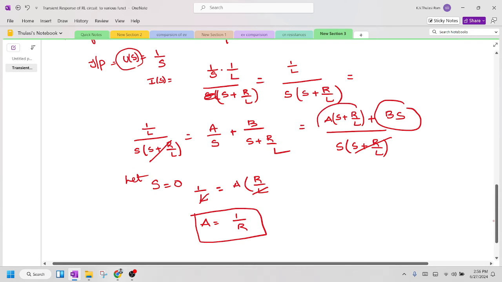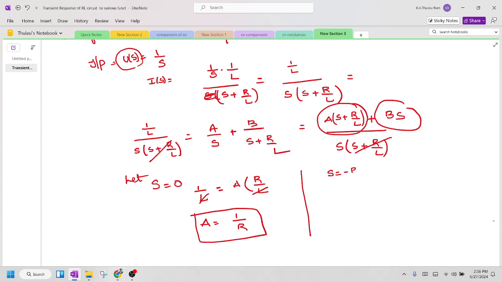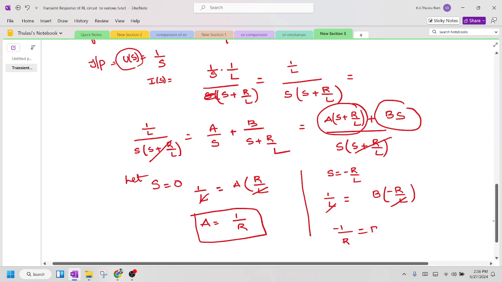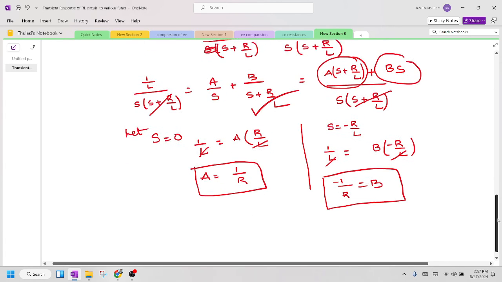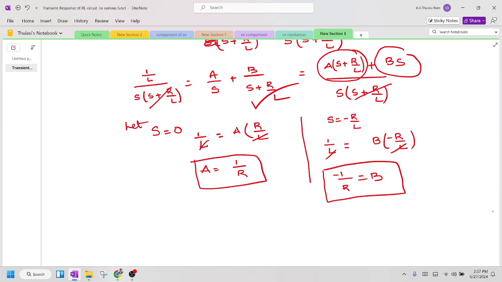Similarly, I want to make this term 0, therefore you substitute s is equal to minus R by L. When you substitute in this equation, you are going to get 1 by L is equal to A into 0 plus B into minus R by L. L will get cancelled and you are going to get minus 1 by R is equal to the B value. So successfully we found the unknown coefficients for this equation. Okay.